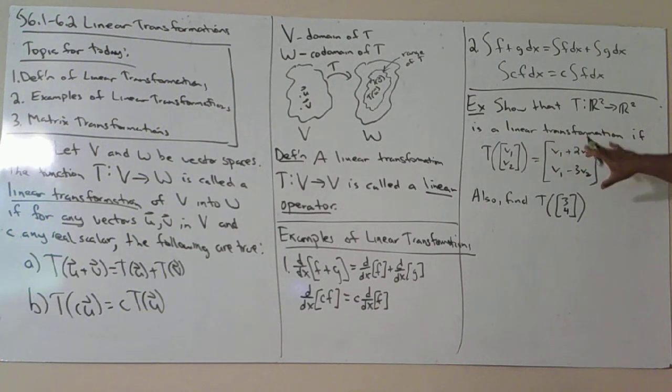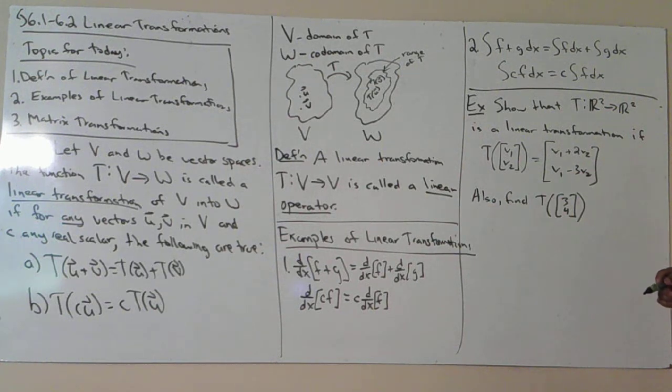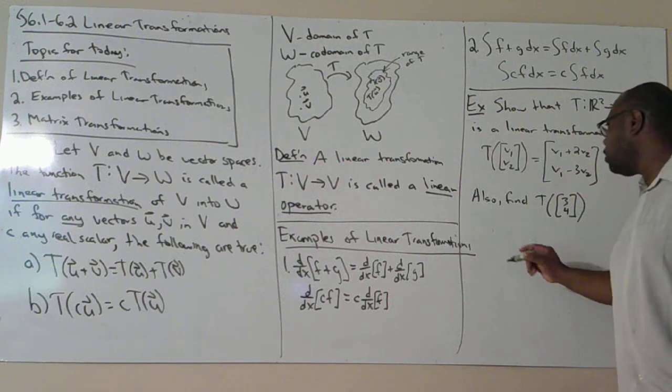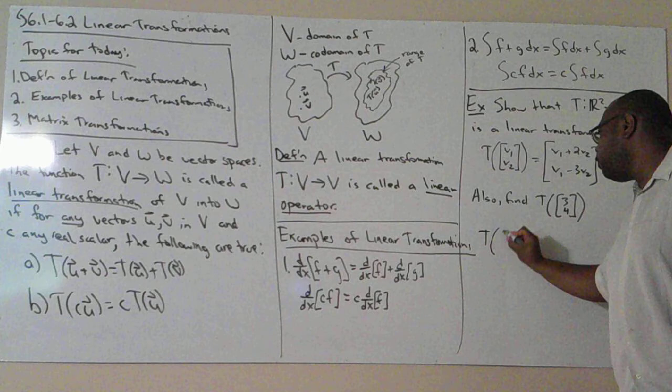Before we show that this is a linear transformation, because it is a much more in-depth process, we actually have to show those two things are true. Let's find T of (3, 4) first. Let's do that.